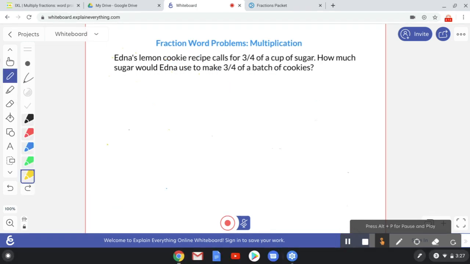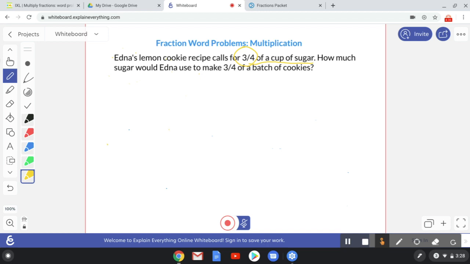Now we're ready to solve this problem. Remembering that when I solve any word problem, I'm going to circle keywords and numbers as I go through. Edna's lemon cookie recipe calls for 3/4 of a cup of sugar. So like I talked about before, I can even say that as 3/4 sugar. That's just telling me the amount of sugar.